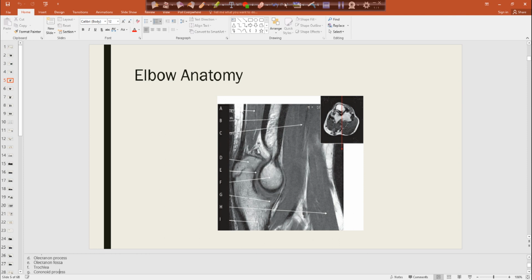G, coronoid process. C, between two nations. So here's a nation, and where's the other nation? TMJ. TMJ, yep. H, brachioradialis muscle, going down to the radius. I is the ulna.